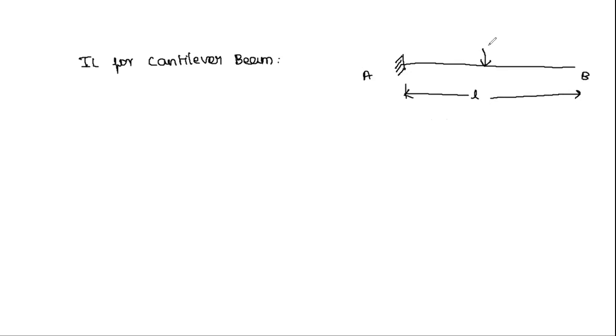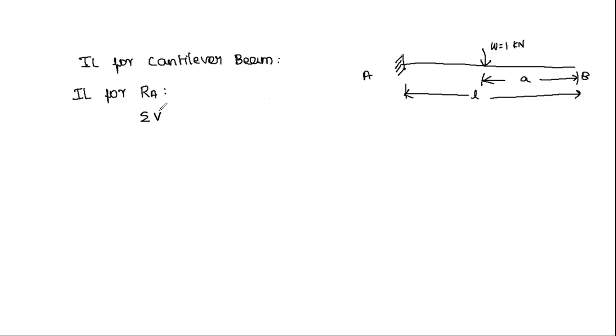So we are considering a unit load W equal to 1 kilonewton is moving from end A to B, and let us take this distance as A, because in most of the cases the cantilever is loaded from the free end portion. So this distance is taken as A. So now for obtaining IL, that is influence line for reaction A, that is RA.